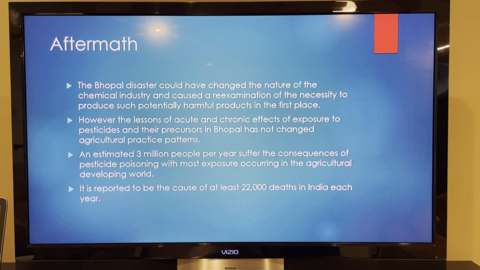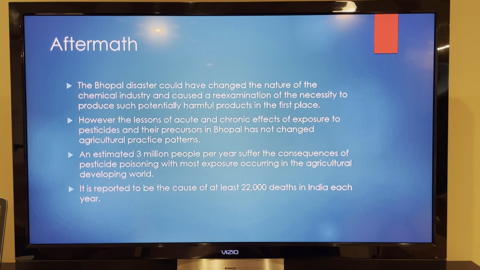So, aftermath. The Bhopal disaster could have changed the nature of the chemical industry and caused a re-examination of the necessity to produce such potentially harmful products in the first place. But that's not really the case. Lessons of the acute and chronic effects of exposure to pesticides and their precursors in Bhopal, unfortunately, to this day have not changed agricultural practice patterns. People are still following these same rules and guidelines, still not fully aware of what the negative effects could be.